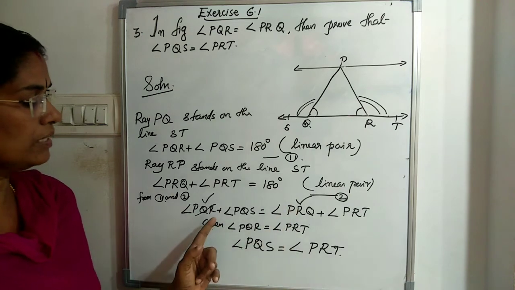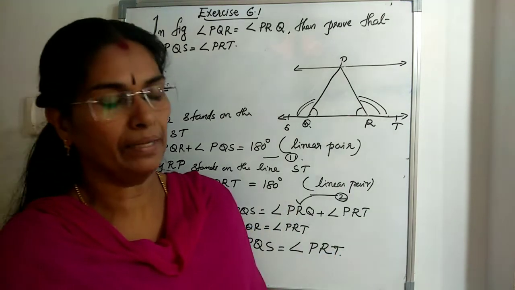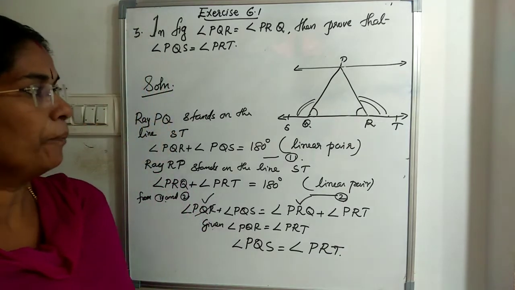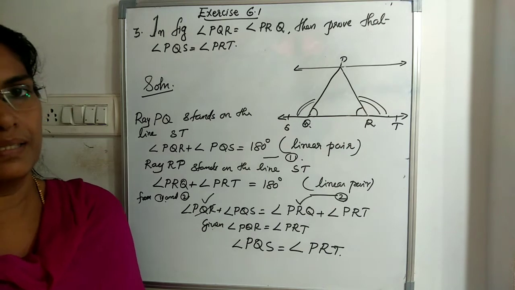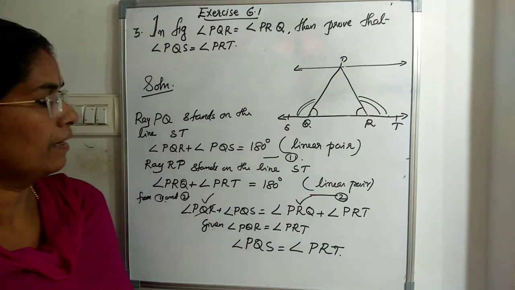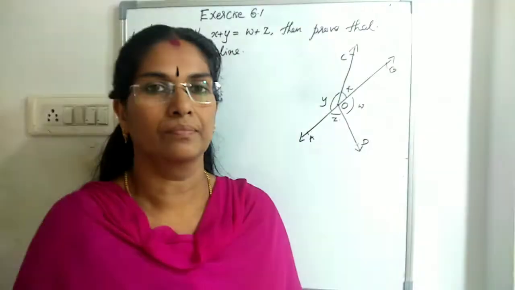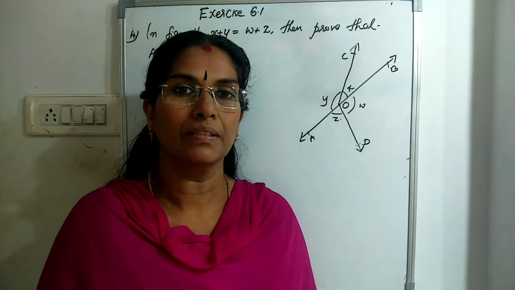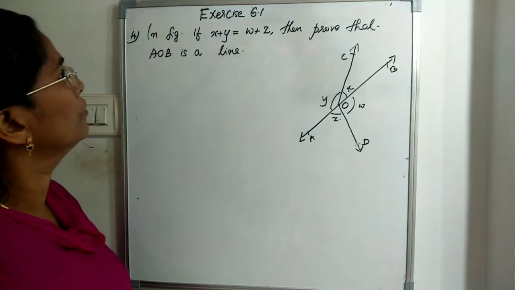So the balance here is only PQS, and here PRT. So PQS is equal to PRT. Look, here we are applying the linear pair axiom only, not vertically opposite angles. Applying the linear pair axiom and solving the question. Simple one.